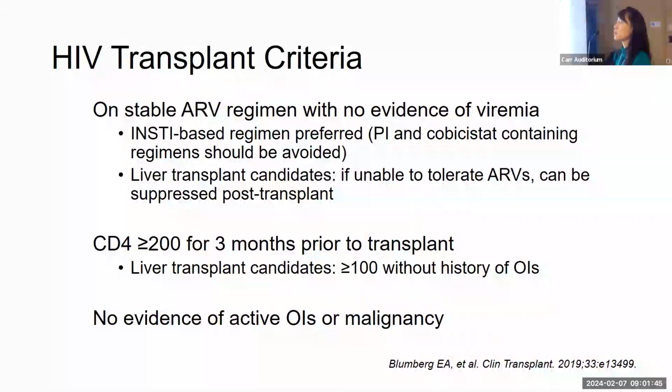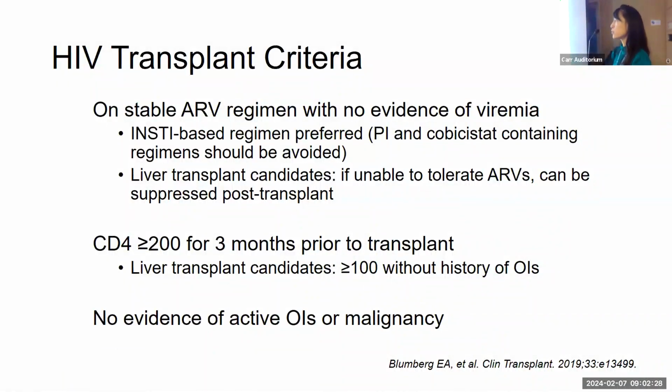In terms of a stable ARV regimen, we ideally want people on INSTI-based regimens, and we want them hopefully not on PI and cobicistat-containing regimens because of drug-drug interactions. There's actually data that patients on PI regimens have increased risk of rejection because of the fluctuation in the immunosuppression levels. There's a caveat for liver transplant candidates: in the setting of cirrhosis, some patients are unable to tolerate ARVs. If that's the case, they can still move forward with transplantation, but you want to have a good plan for suppressing them, a regimen already planned for immediately post-transplant.